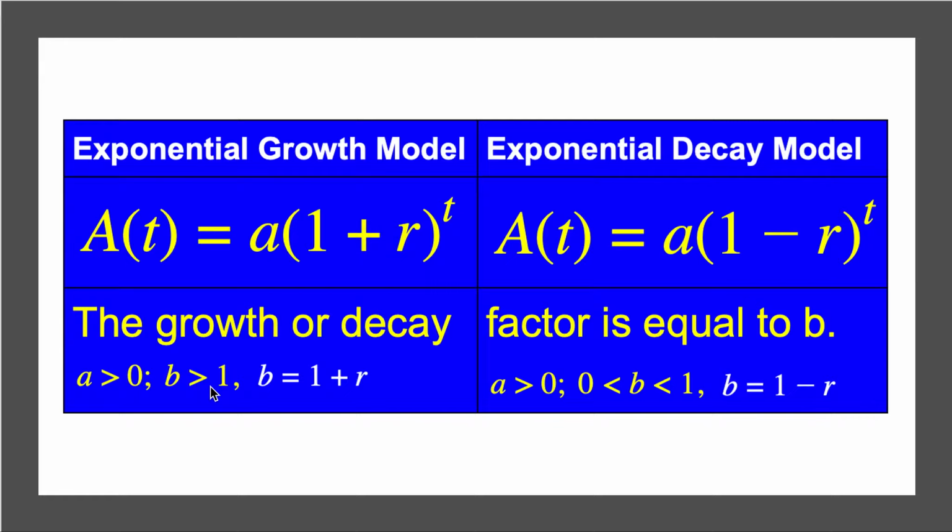And b is the factor b. 1 plus r is the factor b. It has to be greater than 1. And the factor b is 1 plus r. So those are the conditions.